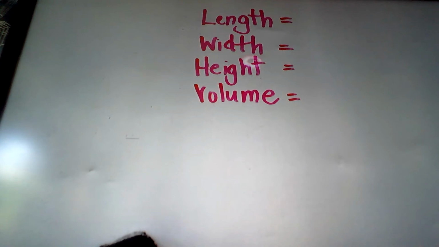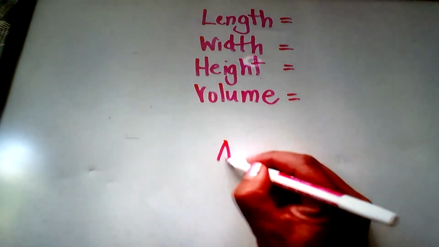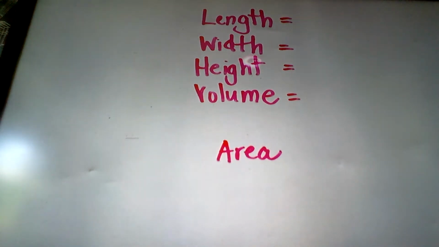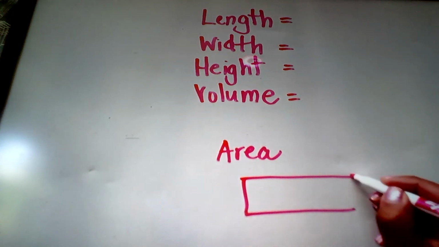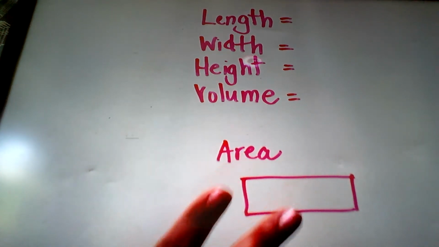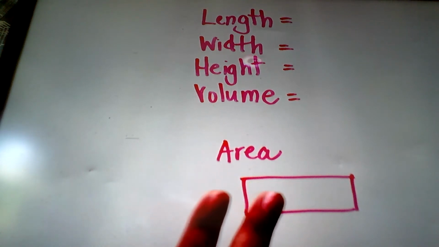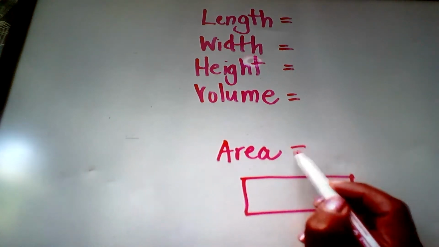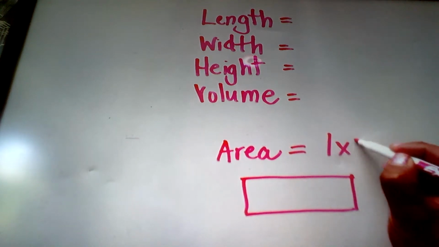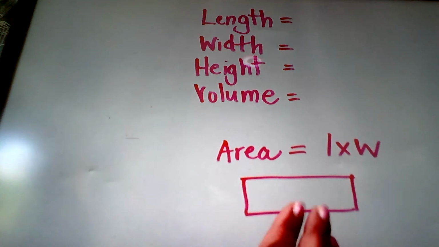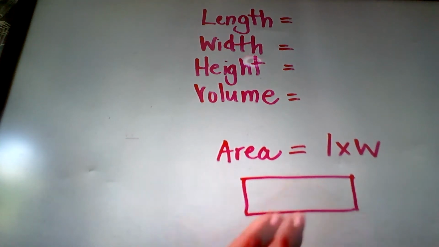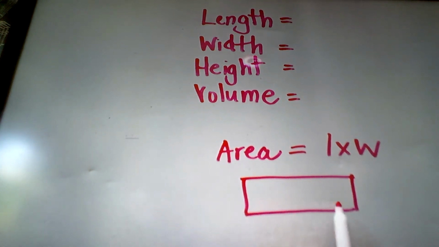Now I know in the past, I'm sure you've heard of the term area. An area is a measurement that we use only for flat shapes. Shapes that only have two dimensions, 2D shapes, two measurements. So area is equal to length times width. And what we do when we find the area is we're finding the measure of how much space there is in this flat surface.